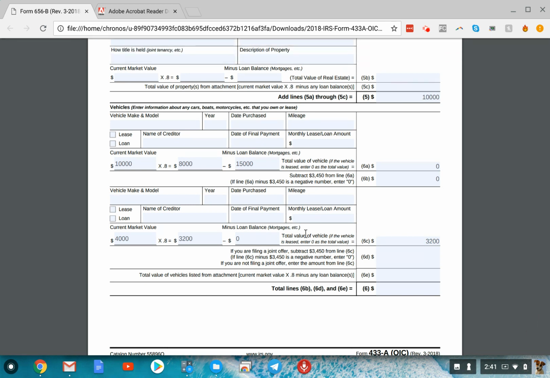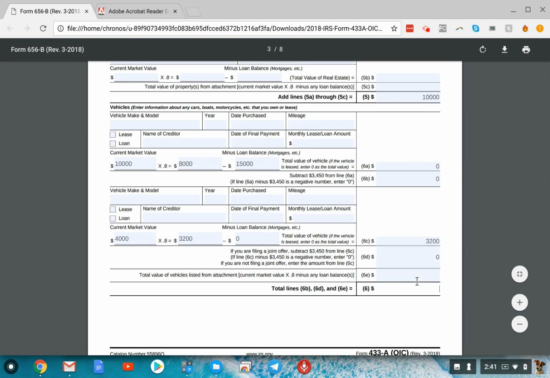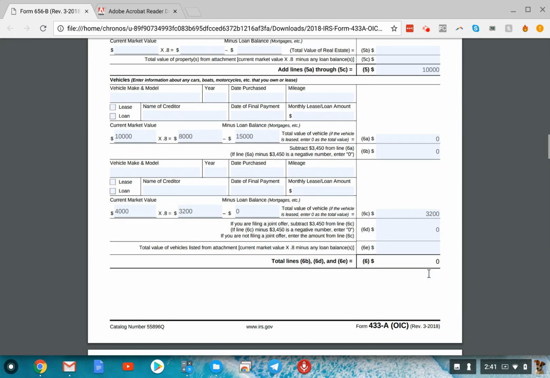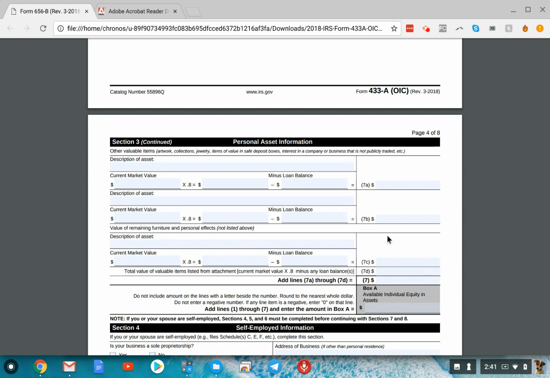You're supposed to subtract 3,450 for each car if you're married. If you're single, you get the 3,450 once. So when I take 3,450 off the 3,200, you don't put a negative, it's actually a zero. And most people in this section are going to end up with a zero. We'll talk a little bit about this later. I'm going to do a recap on this to talk about the actual settlement valuations.